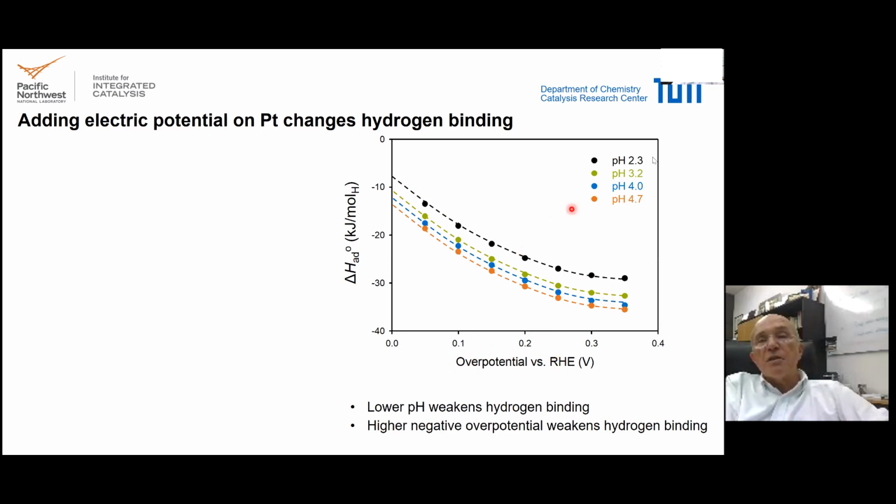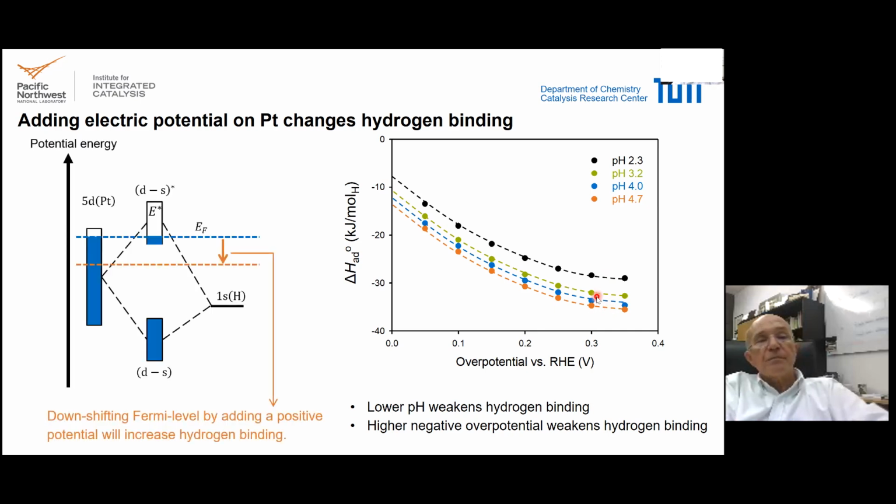But of course, you note that it is the same sequence. A lower proton concentration in the electrolyte leads you to a better stabilization of hydrogen. Same story, explained through the orbitals. A higher positive bias will change the Fermi level, and that change in Fermi level will stabilize hydrogen bonding.